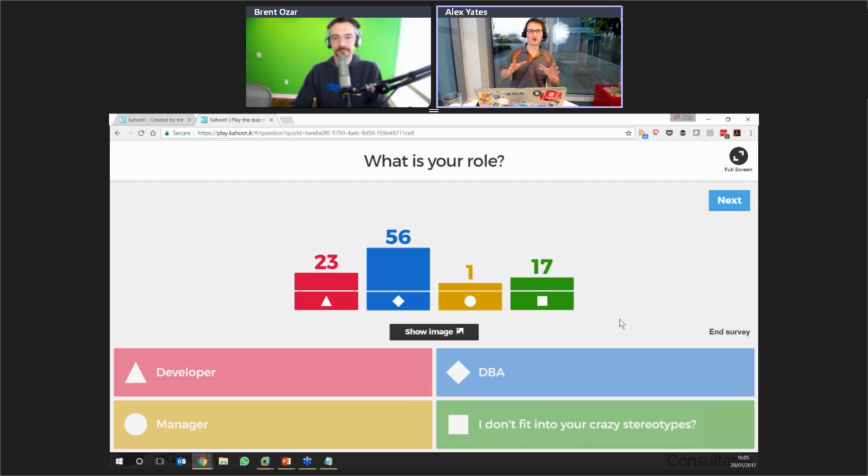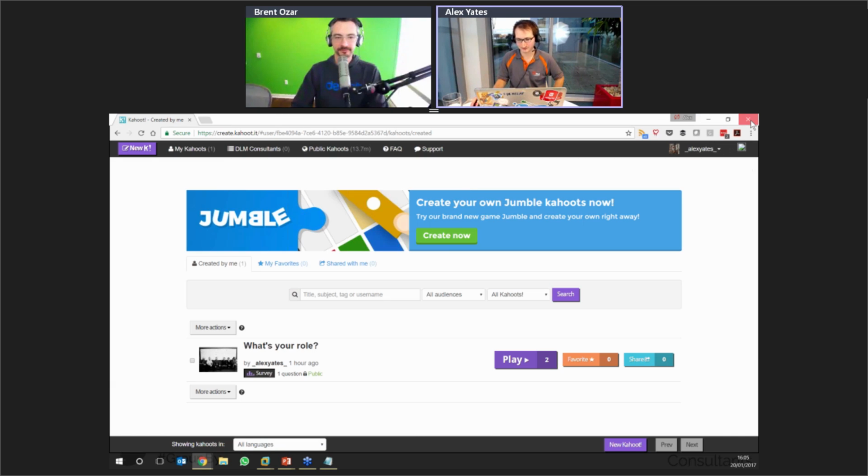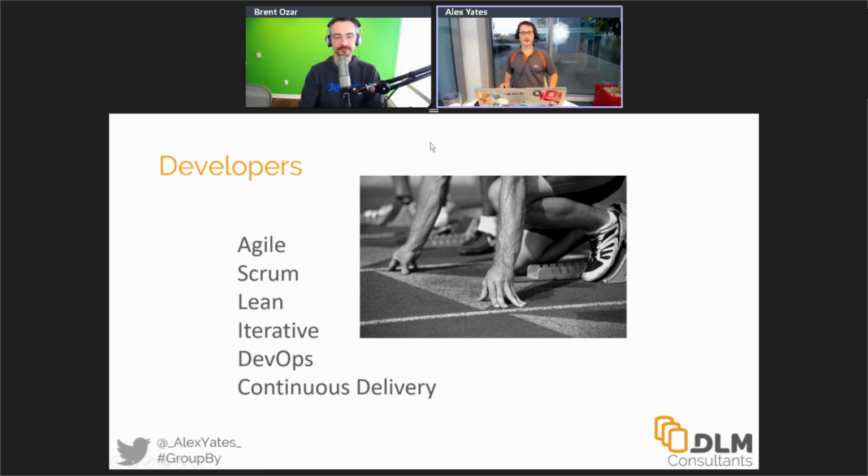What I normally do when I'm doing this session in a room, I normally get people to stick their hands up, and I'll get all the DBAs on one side and all the developers on the other side, and if we're lucky, as many people leave the session as went into it. But that's a useful bit of information, so let's leave that now. Let's go away, Kahoot.